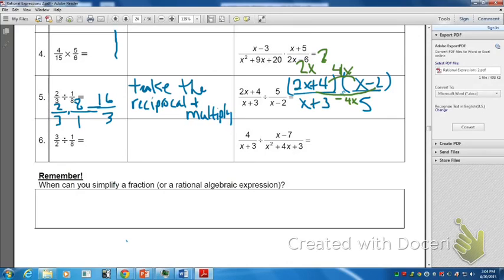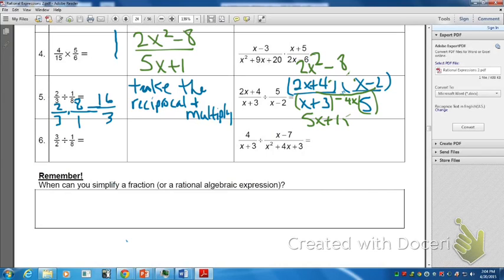I'm going to take that 4x off of there. So we ended up with 2x squared minus 8, right? Yes, ma'am. And in the denominator, we have x plus 3 times 5. How are you going to multiply those out? Distribute. Distribute, 5x plus 15. So we ended up with 2x squared minus 8 over 5x plus 15.